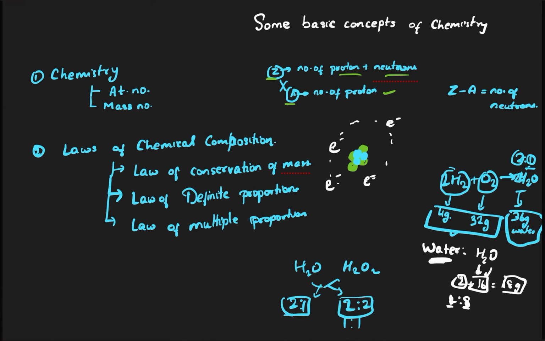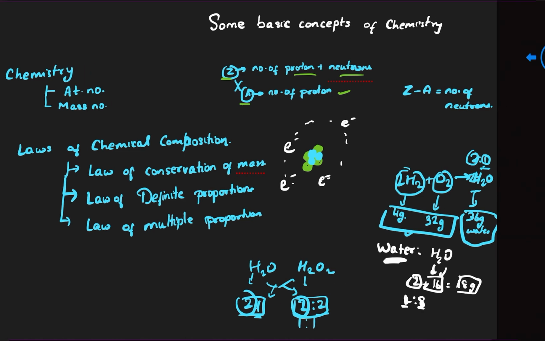If you take this hydrogen constant, we are focusing on this hydrogen. In both the places, hydrogen is 2 atoms of hydrogen. 2 atoms of hydrogen can react with 1 atom of oxygen, or it can react with 2 atoms of oxygen. So these ratios are always going to be simple when you take their ratio. That is the meaning of the law of multiple proportions.